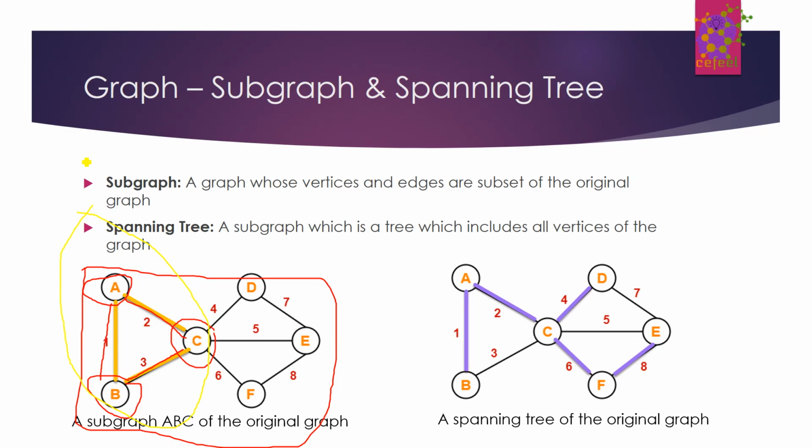As the name suggests, it's a tree, which means it will not have a cycle. So spanning tree is nothing but a subgraph which is a tree, and it includes all the vertices of the graph. So you can see the graph on the right side, which has 6 vertices, and we have highlighted a tree: A, B, A, C, C, D, C, F, and F, E.